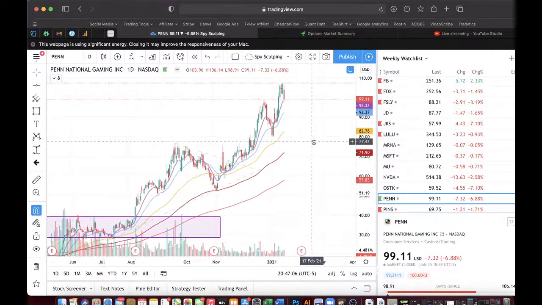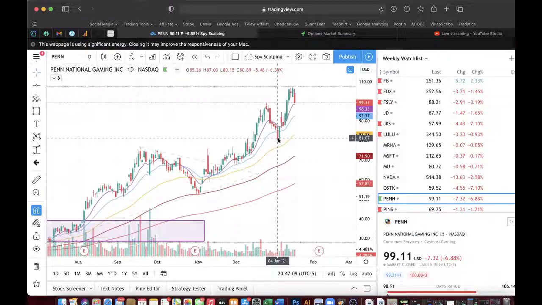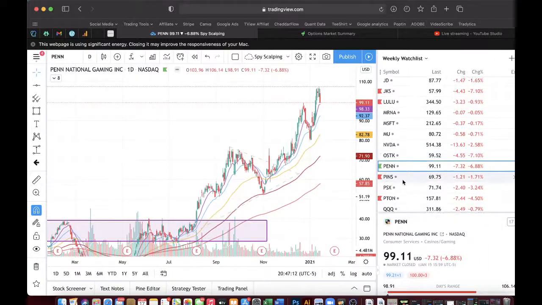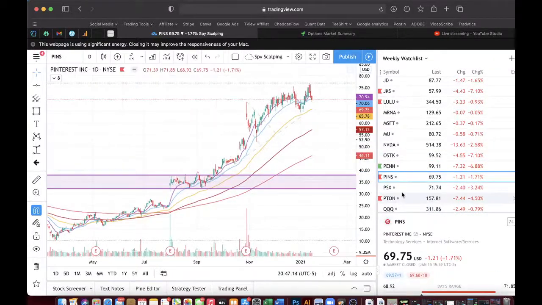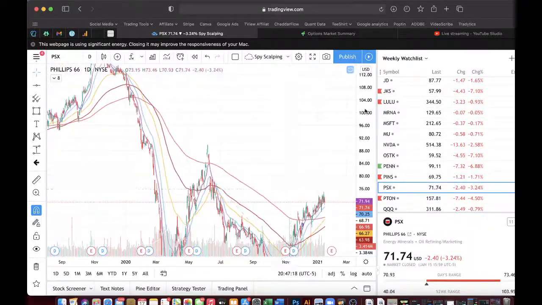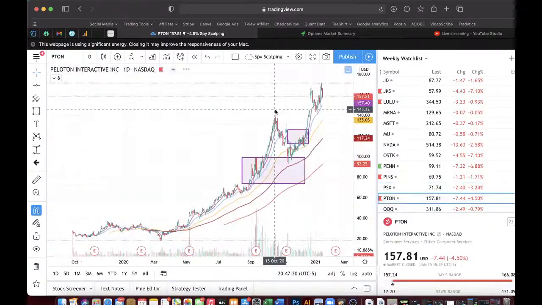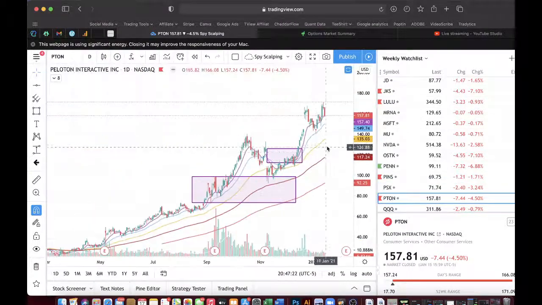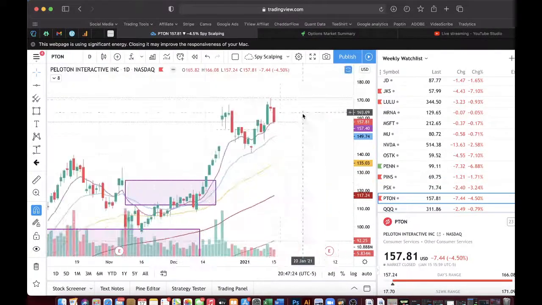I'm going to cover the meme stocks as well because you guys need to understand that half those meme stocks are not worth getting into. Pinterest, Phillips 66, Peloton. It's a classic here. So Peloton, very, very bearish setup right now.